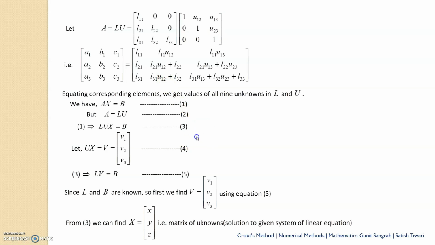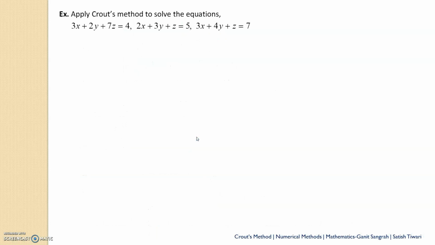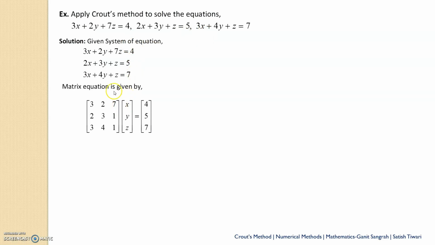Now we proceed for the example. So here the example is: apply Crout's method to solve this system of equations. So we are having 3 equations with 3 unknowns. Unknowns are X, Y and Z. Now I will write down these 3 equations like this, one by one, so that it is easy to write down the matrix equation. So the matrix equation is obtained by collecting the coefficients of X, Y, Z in the first matrix and then multiplying it with X, Y, Z, which equals 4, 5 and 7.